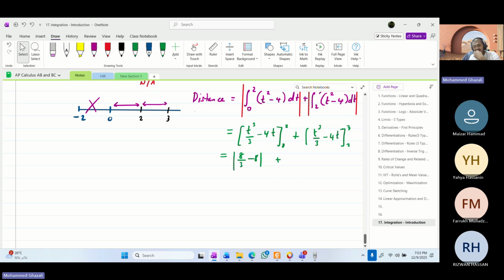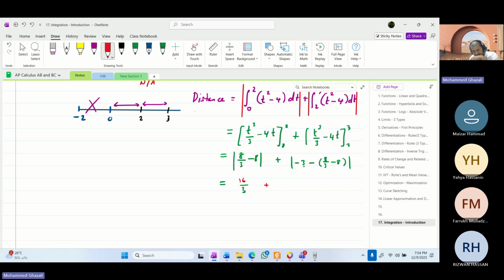Because you're going to get a negative answer here. Substitute 3, you're going to get 9 minus 12, which is negative 3, and subtract the lower value. If I substitute 2, I'm going to get 8 over 3 minus 8, and absolute value of the whole thing. So what's 8 over 3 minus 8 in absolute value? That is 24 over 3 minus 8 over 3, which is 16 over 3.